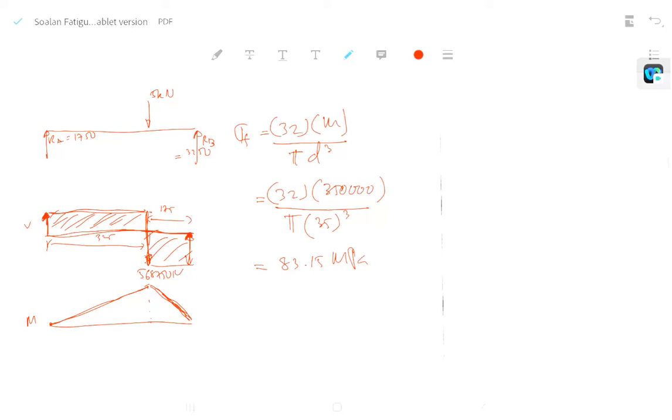So please remember the units. Either you convert, or the best thing, if you use Pascal, normally in mechanical we use megapascal. So for megapascal, we normally use millimeter and Newton, so Newton millimeter, Newton over millimeter to the power of 4, and you will get megapascals.